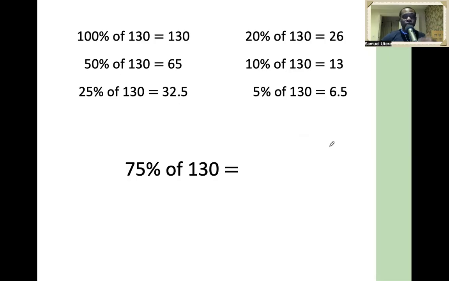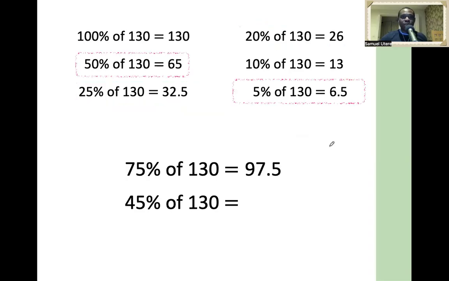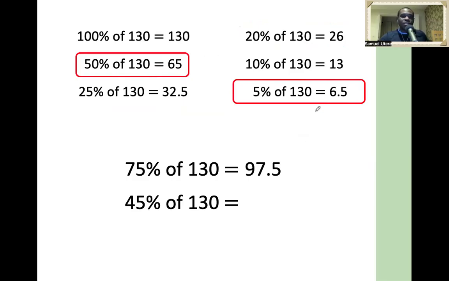Now, if we want to find 75%, we can do it by adding 50% to 25%. Or you can find 25% and multiply it by 3. Either way, we'll get the same answer. If we want to find 45%, we can do it in different ways. We can add 25% and 20%. Or someone else might say, let's find 50% and take away 5%. In either way, we'll get the same answer.